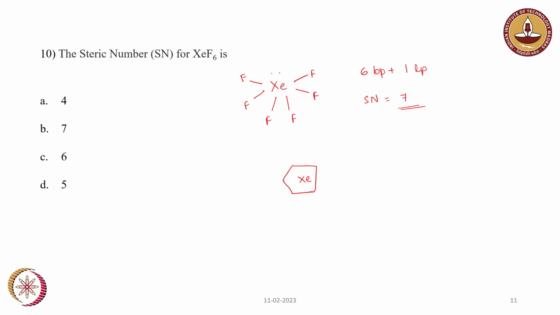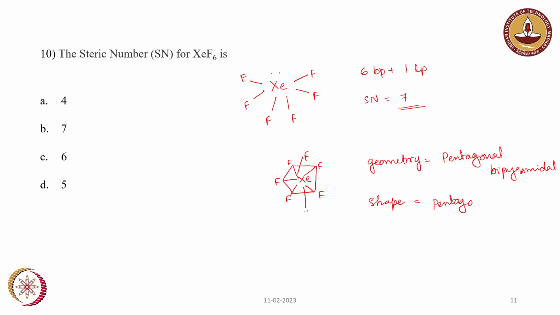So the geometry would be pentagonal bipyramidal, but the shape will be pentagonal pyramidal. So option B is the answer.